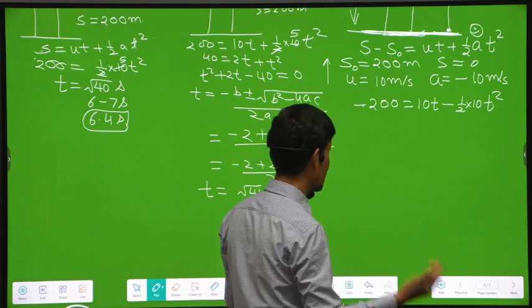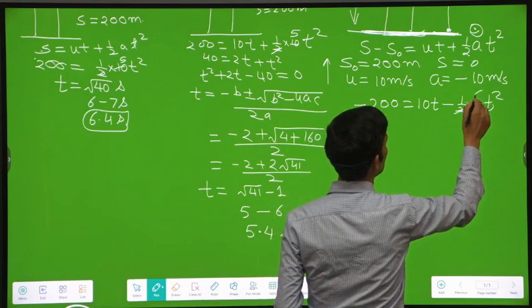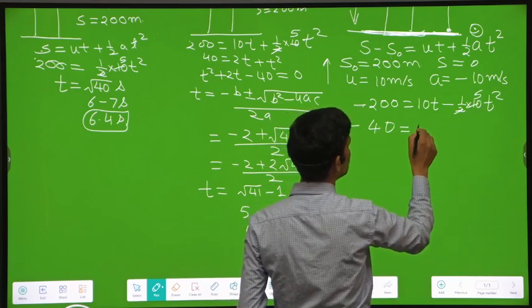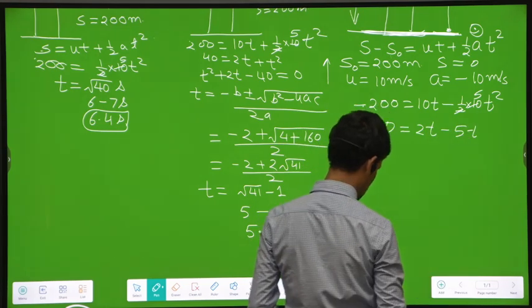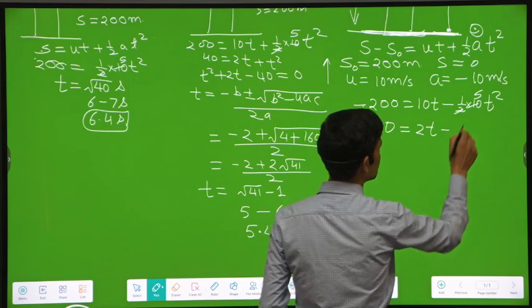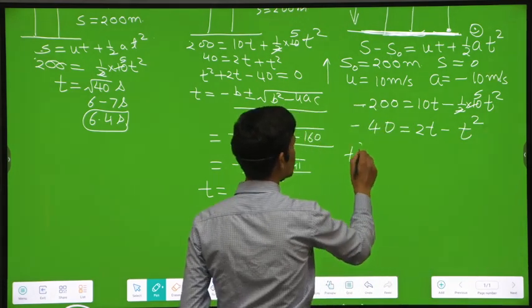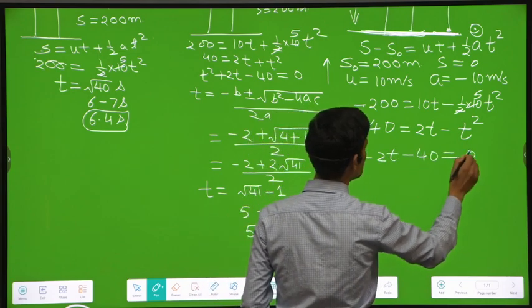And again we will divide it by 5, this is 5 actually. So this is minus 40 equal to 2t minus 5t. Oh sorry, this time 5 is cancelled, t square. So it is t square minus 2t minus 40 equal to 0.